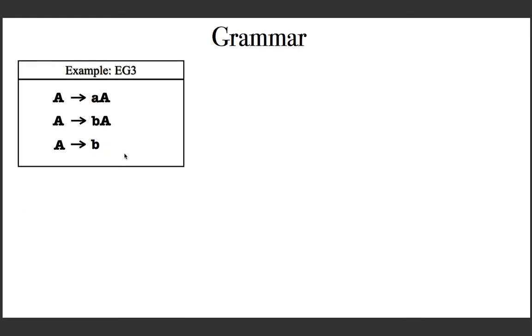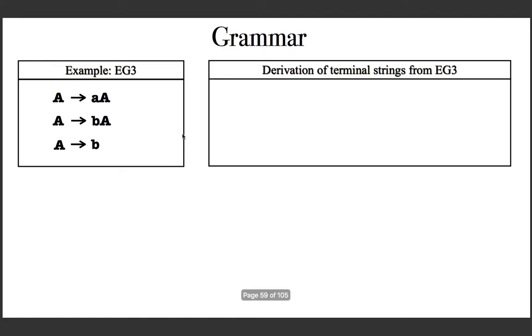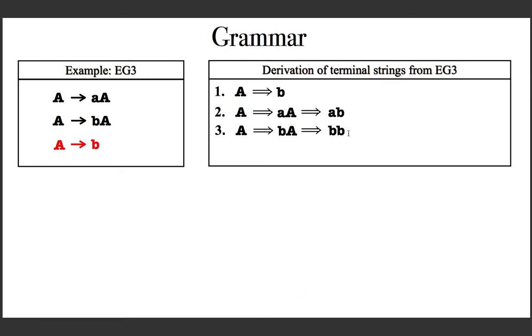A set of 3 rules. So what are the different strings possible to be derived? Consider the first case. I am applying production number 3 and I derive a terminal string which is small b. Another example: I apply production number 1 and derive small a capital A. For this A, I apply production number 3, so I derive small ab. Third example: I apply production number 2. Then for this capital A, I apply production number 3, so I derive small bb.